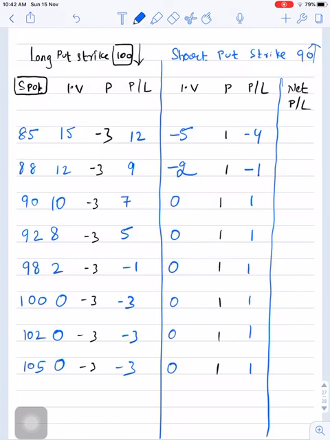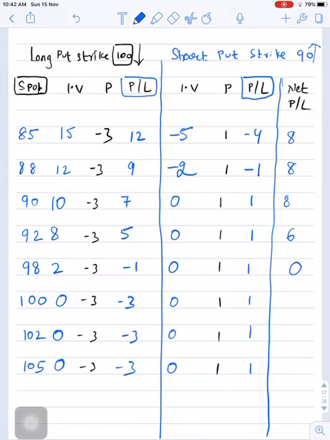Now let's find out net profit and loss. So profit and loss from 100 strike, profit and loss from 90 strike, we need to adjust to get net profit and loss. So 12 minus 4, 8 points. 9 minus 1, again 8 points. 7 plus 1, 8 points. 5 plus 1, 6 points.